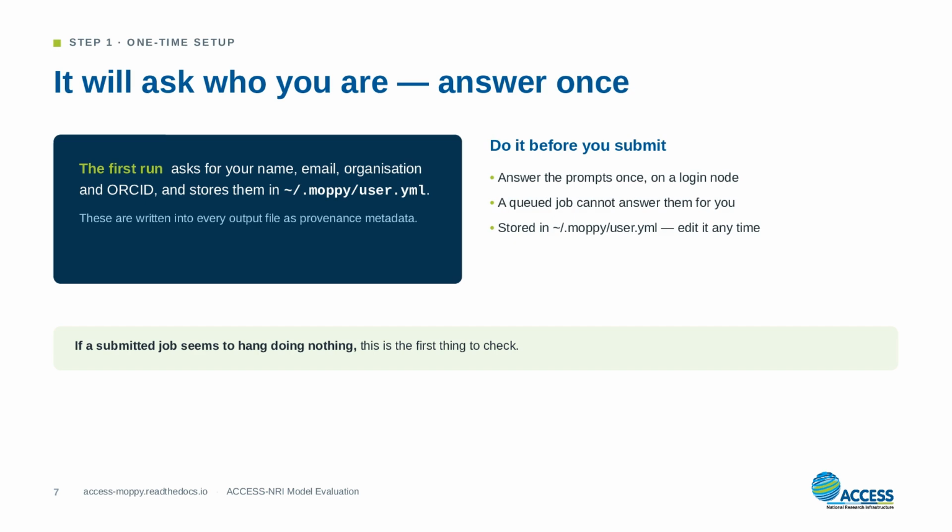One thing to know before you go further: the first time ACCESS-MOPPy runs, it asks for your name, email, organization and ORCID, and stores them in .moppy/user.yaml. Those are written into every output file as provenance metadata. Answer the prompts once on a login node before you submit a batch. Otherwise, a queued job will sit there, waiting for an answer that never comes.